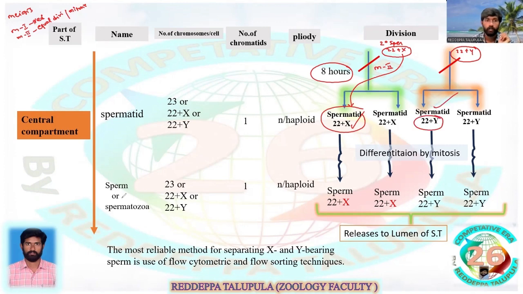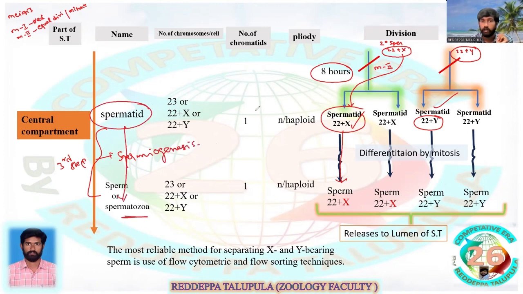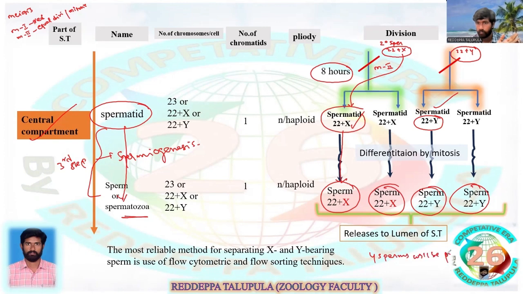Okay. Now, how is the spermatid converted into sperm? Here follows the third step, nothing but spermiogenesis. That means conversion of spermatid into sperm or spermatozoa. These all things happen in the central compartment. Okay, these are the sperms. Finally, 4 sperms will be produced, and those will be released into the lumen of the seminiferous tubule.